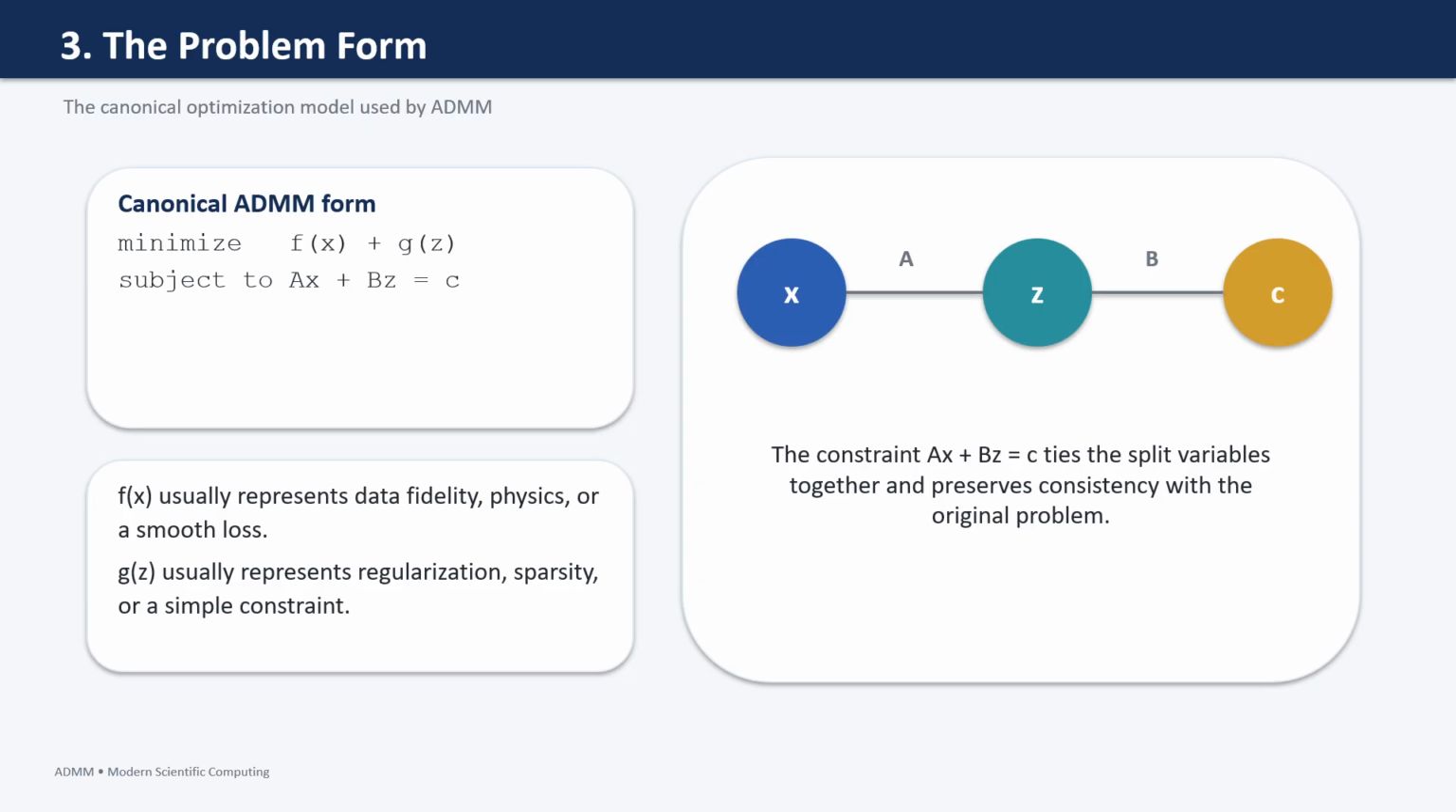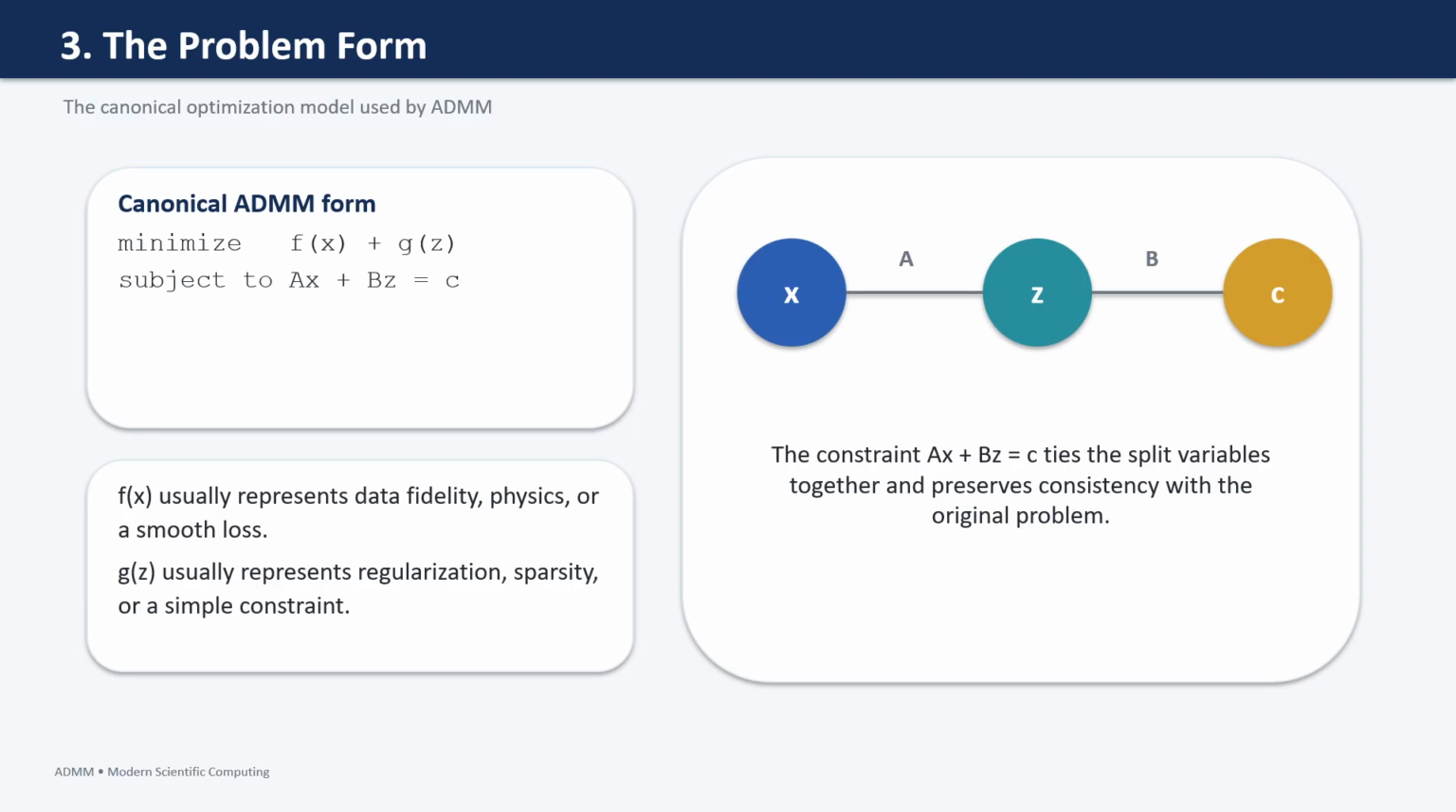The constraint, Ax plus Bz equals c, is the consistency condition. As mentioned before, it ensures that even though the variables have been split, they still represent the valid solution of the original problem. This obviously is the very general formalization of ADMM. It can represent anything from sparse inverse problems, consensus optimization, constrained regression, even compressed sensing, or other large-scale optimization models.